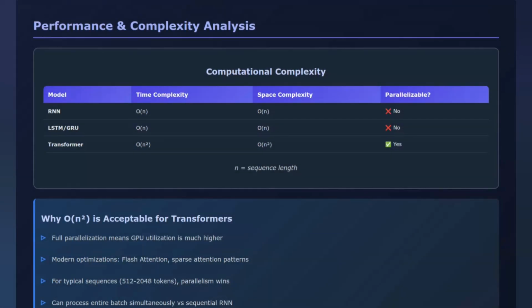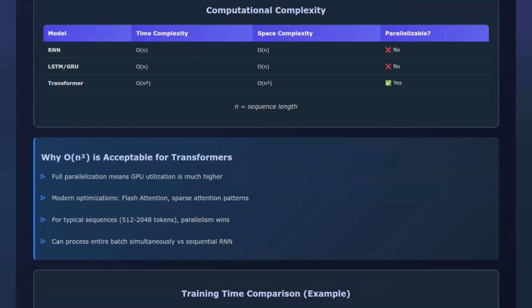Let's talk numbers for a moment. Complexity analysis. RNNs and LSTMs are O of n in time complexity, linear with sequence length. That's good, but they're not parallelizable. Transformers are O of n squared, quadratic with sequence length. That sounds worse, right? But here's why it's actually better in practice. Full parallelization. Even though there are more operations, you can do them all at the same time on a GPU.